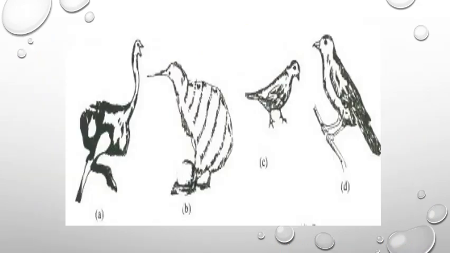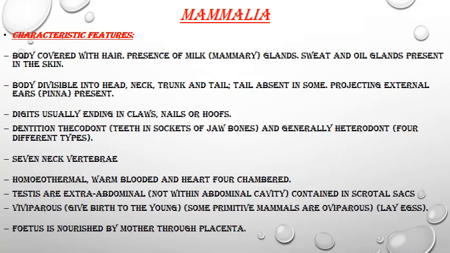This is the structure. Next is Mammalia. Body covered with hair, presence of milk, it means mammary glands, sweat and oil glands present in the skin. Body divisible into head, neck, trunk and tail. Tail absent in some, projecting external ear, pinna present. Digits usually ending in claws, nails or hoofs.